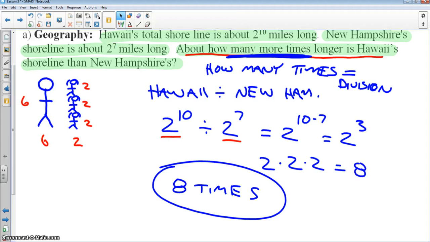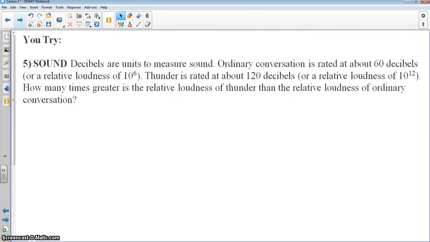Okay, so now I'd like you to try this one on your own. Read through it, take your time, go back to the last example if you need to. All right, hit pause and try it. All right, let's see how you did.